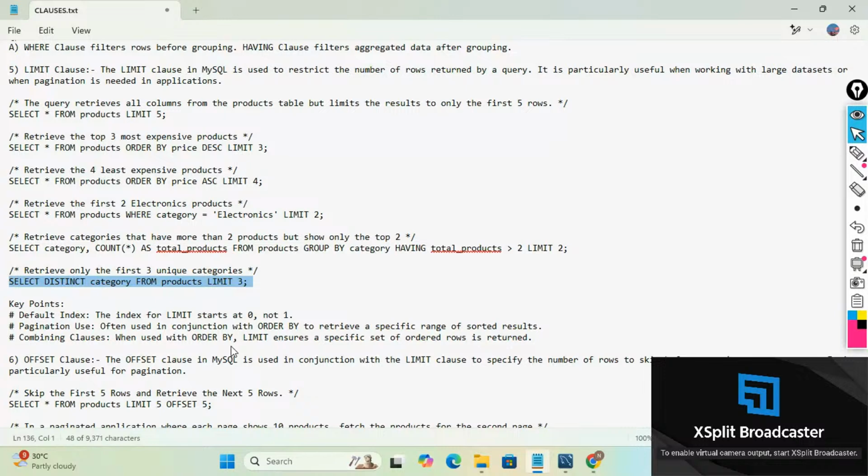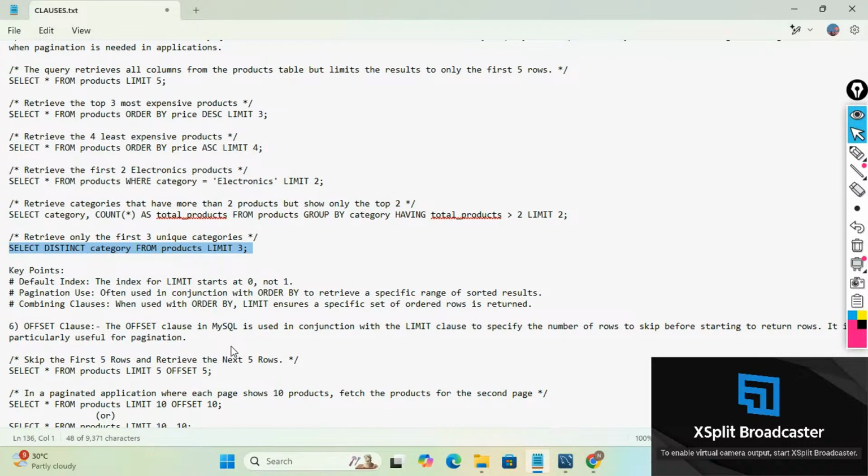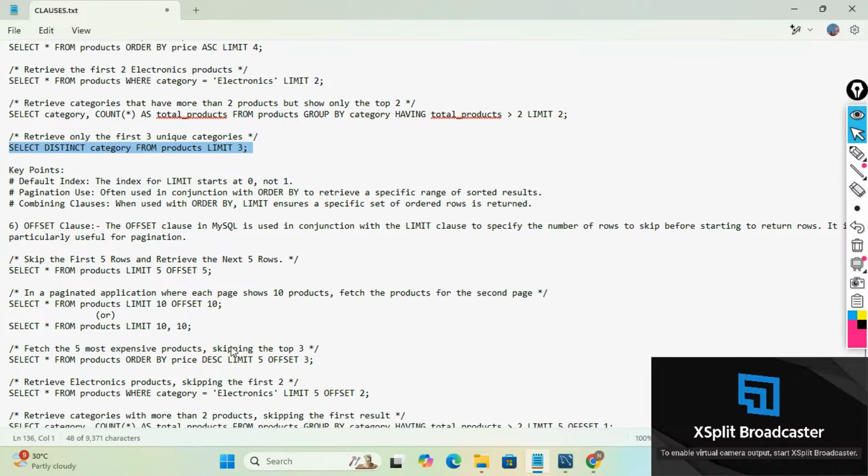Next to the limit clause, we have the offset clause. What does this offset do? This offset clause is used in conjunction with the limit clause. Okay, it is used with the limit clause. This offset will help us to skip the records which are at the starting position.